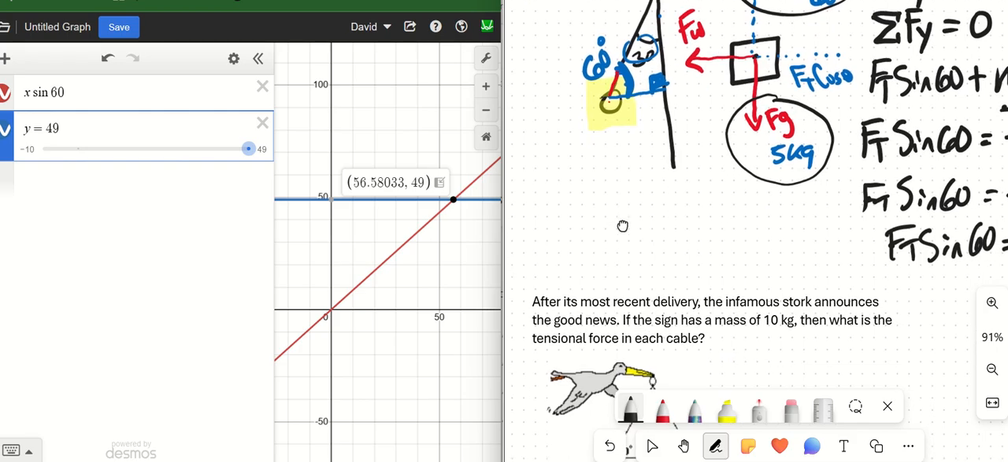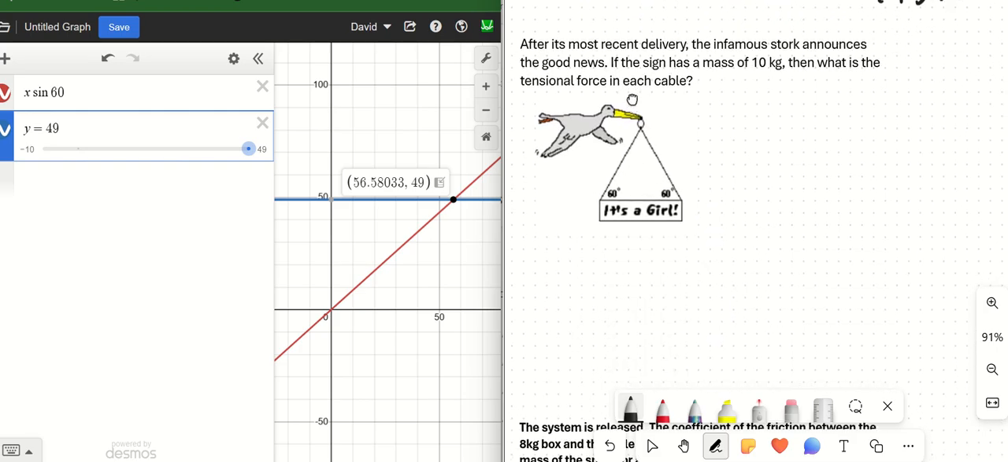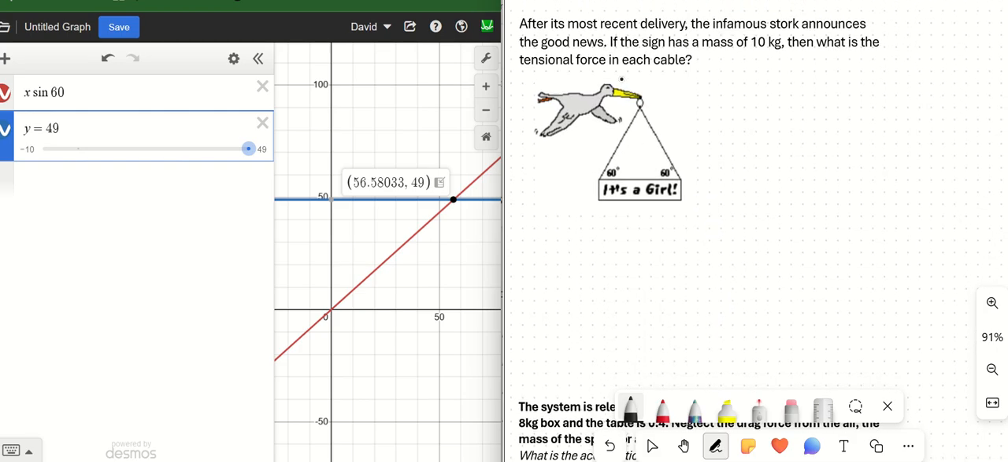All right, so let's take a look at the next problem. After its most recent delivery, the infamous stork announces the good news. If the sign has a mass of 10 kilograms, then what is the tensional force in each cable? So essentially we have the same kind of problem. We're looking at this sign right here that says it's a girl. I have two forces acting on it, this one and this one. Now remember, we put a dot in the center and we treat it as if there is just one particle that is representing our entire mass.